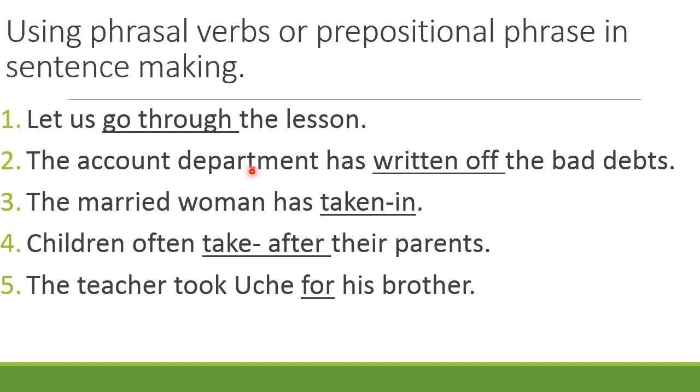Number 3: The married woman has taken in. This just means that she has conceived; she is pregnant. Number 4: Children often take after their parents. When we say take after here, we're trying to say resemble, they look like. Children often look like their parents.